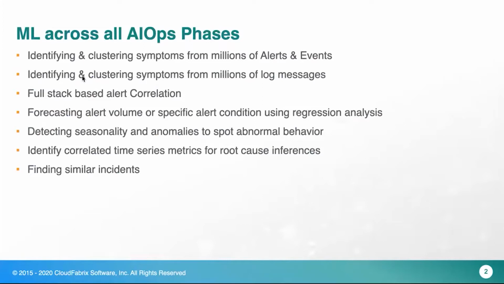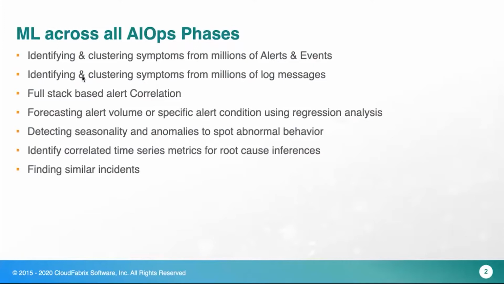grouped or clustered log messages trend over time, and if there is any correlation to point us to any root cause of issues. We also use regression analysis to forecast alert volume for specific symptoms, specific alert conditions, or for specific applications, and trend how those alerts would appear over time. We also use regression to detect seasonality for alert volumes, log volumes, and also detect any anomalies that could impact your system.